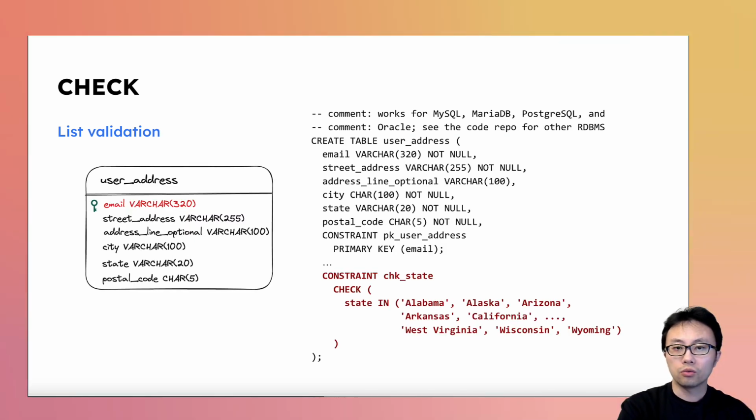List validation requires the help from the in keyword. The syntax is relatively straightforward. State in that is followed by 51 state names, while the 51 state names are being wrapped up in a bracket. Of course, everything still needs to be wrapped up inside a bracket that follows the check keyword.